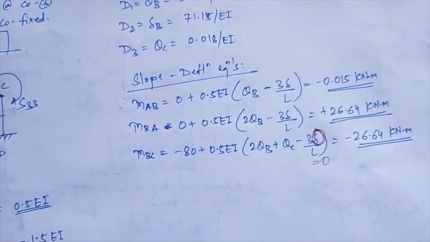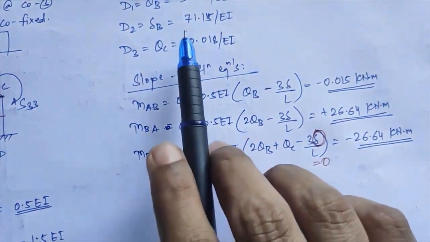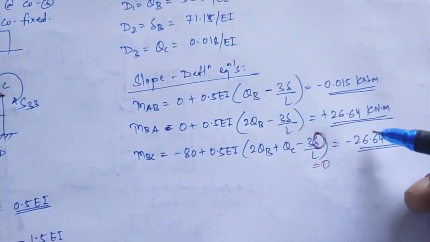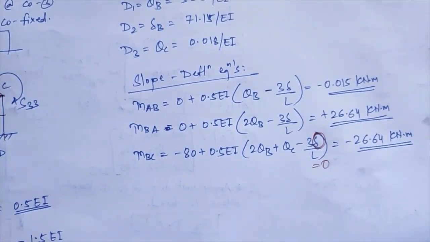Okay, but here the thing is, for the sway frames this delta value will always be equal to 0. So if you do not substitute this 71.15 in this equation, these values will not match for your conditions of equilibrium.